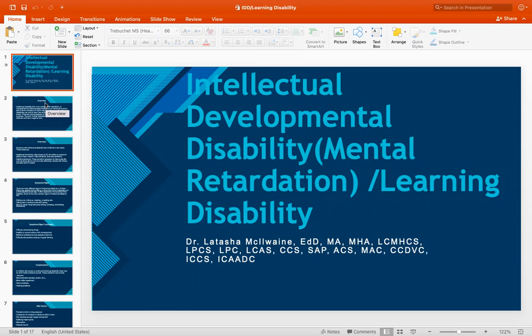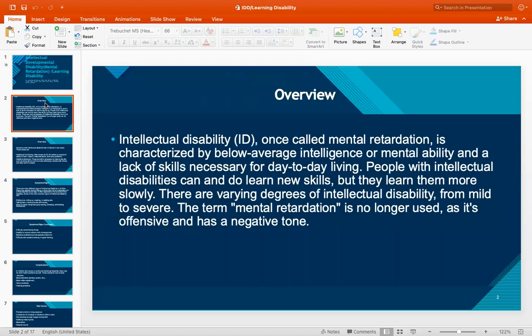We're going to talk about some of the symptoms, some of the signs. We're going to talk about some of the risk factors. We're going to talk about how to get some help in the scenario that you're dealing with some concerns, and how to manage and deal with the overall intellectual developmental disability as well as learning disabilities with individuals. So moving right along, we're going to talk about intellectual disability.